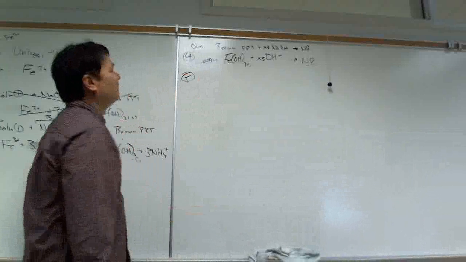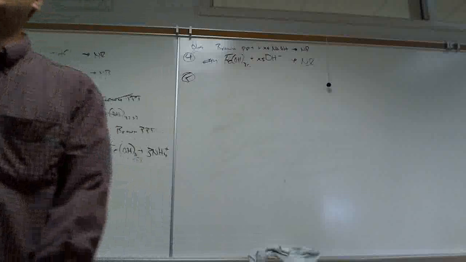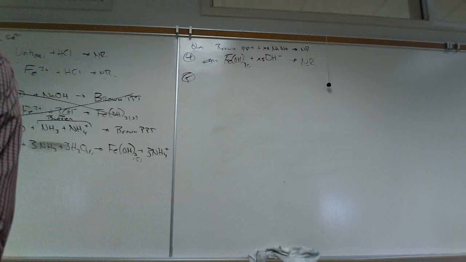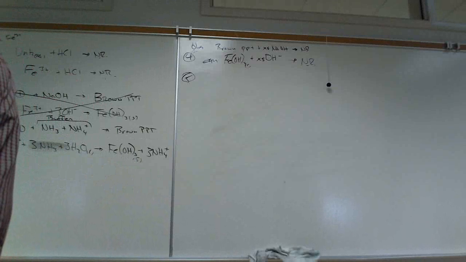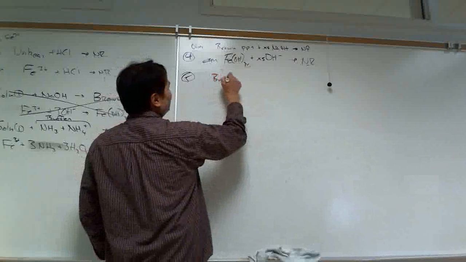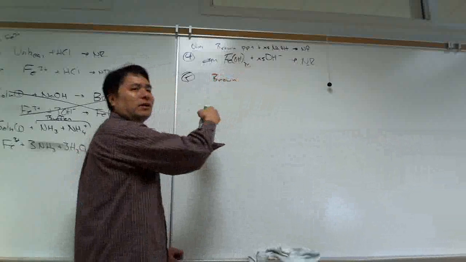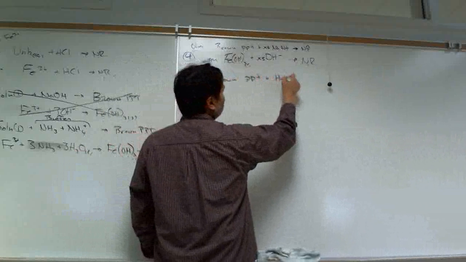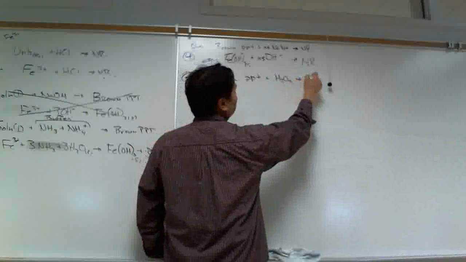Then for 5, what did we do next? We added hydrogen peroxide. Did anything happen to the iron 3 hydroxide with hydrogen peroxide? No, because you know what? Iron 3 is... So we took the brown PPT, or did we do it? Yeah, we subjected this, right? Brown PPT plus hydrogen peroxide yields no reaction.